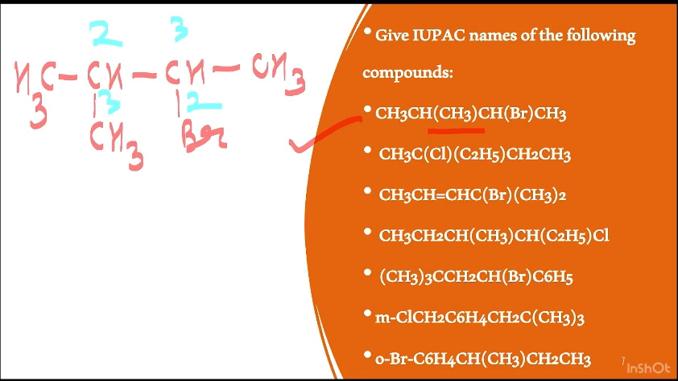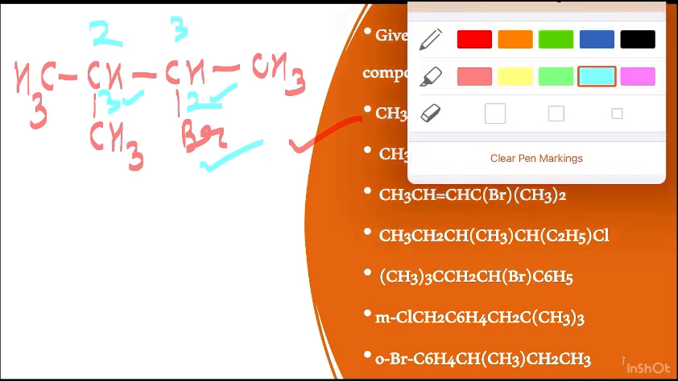So what will I do? I'll start coming from the side from where the alphabetically first substituent gets the lower number. So it becomes, it's on second carbon, 2-bromo, 3-methyl butane. That's the name. Let's start with the next one.